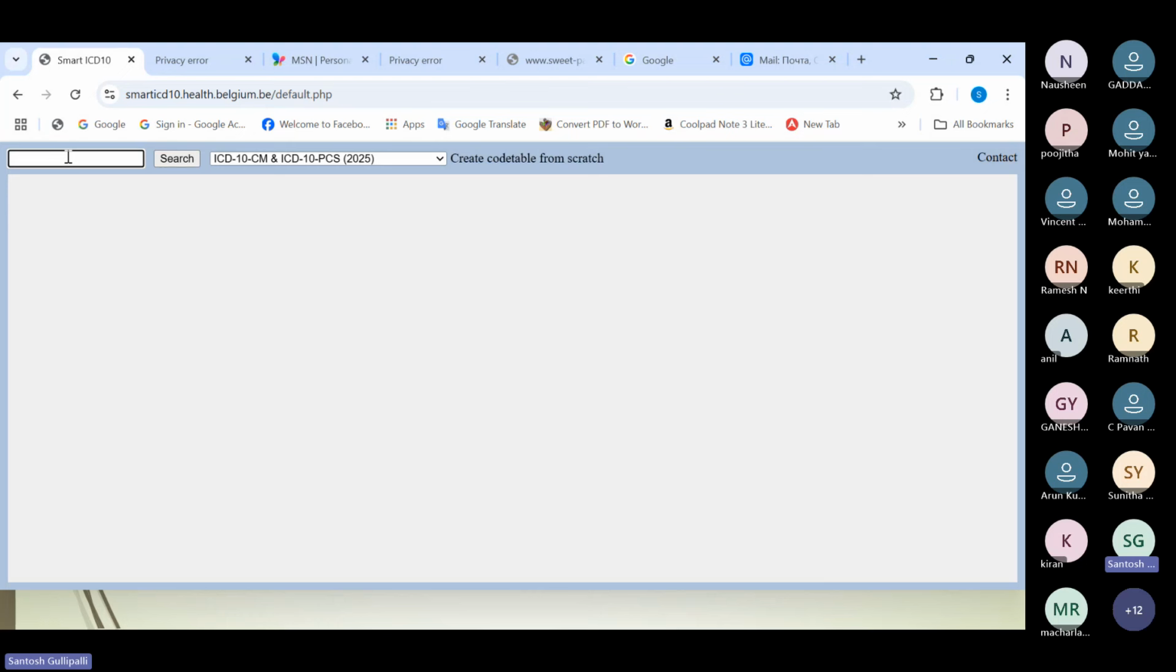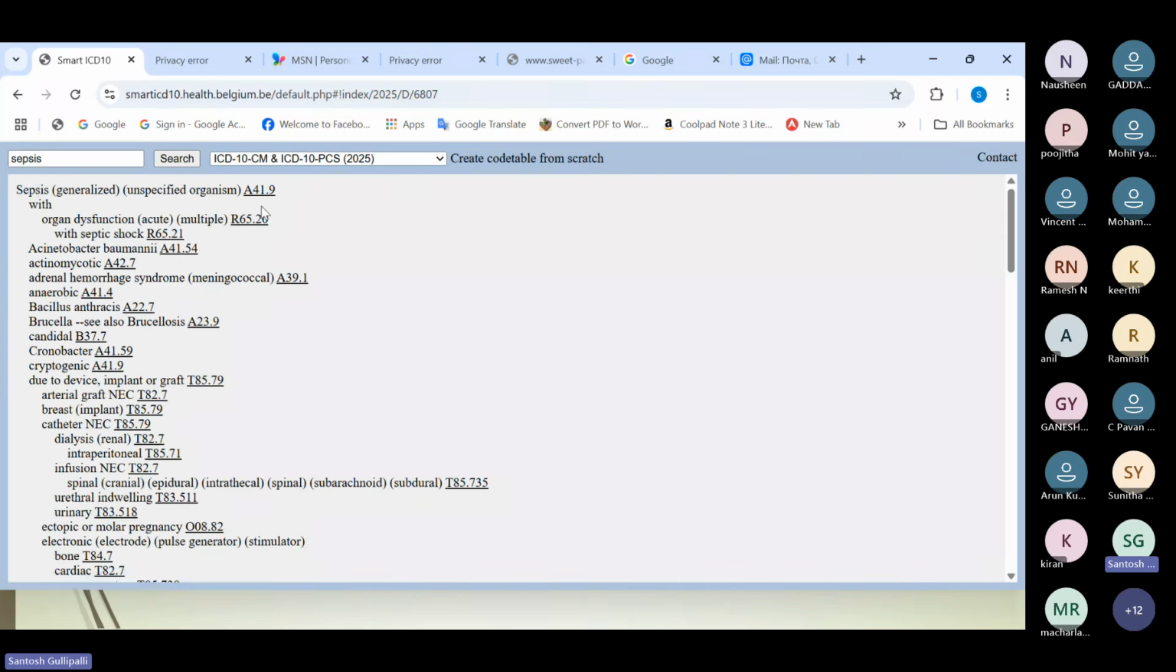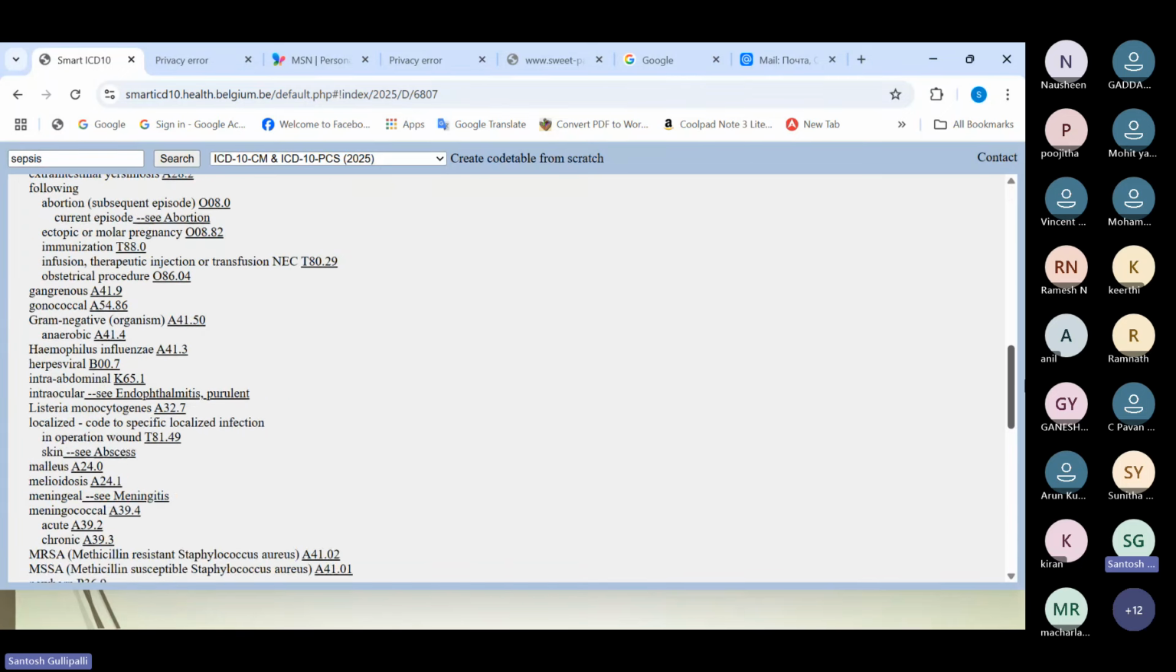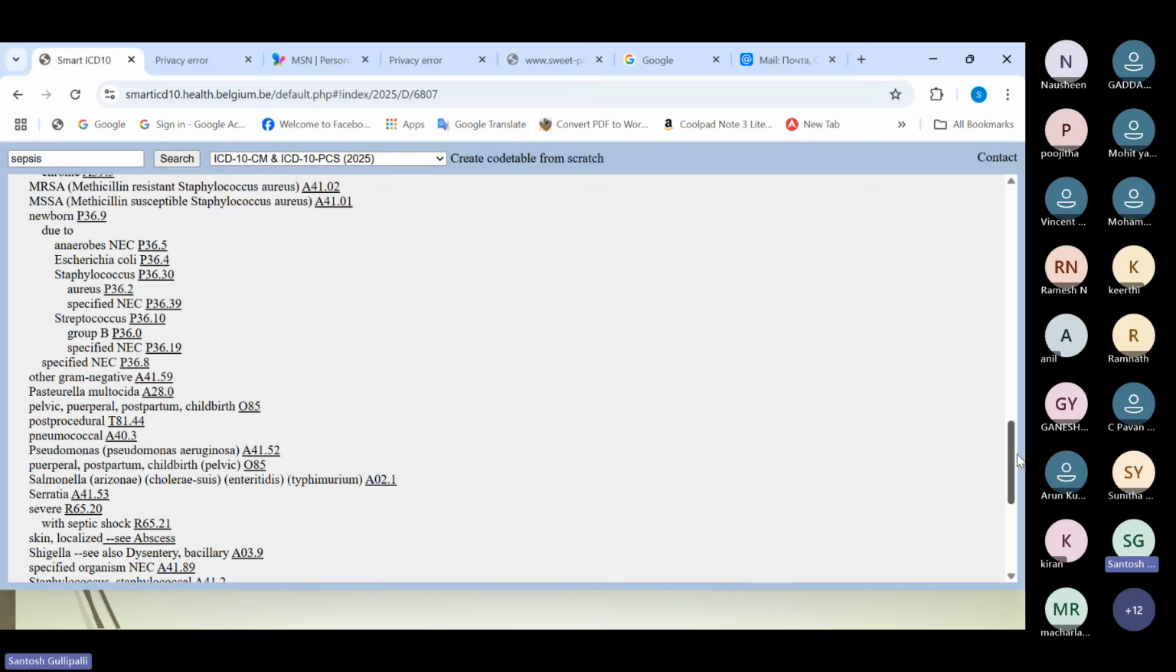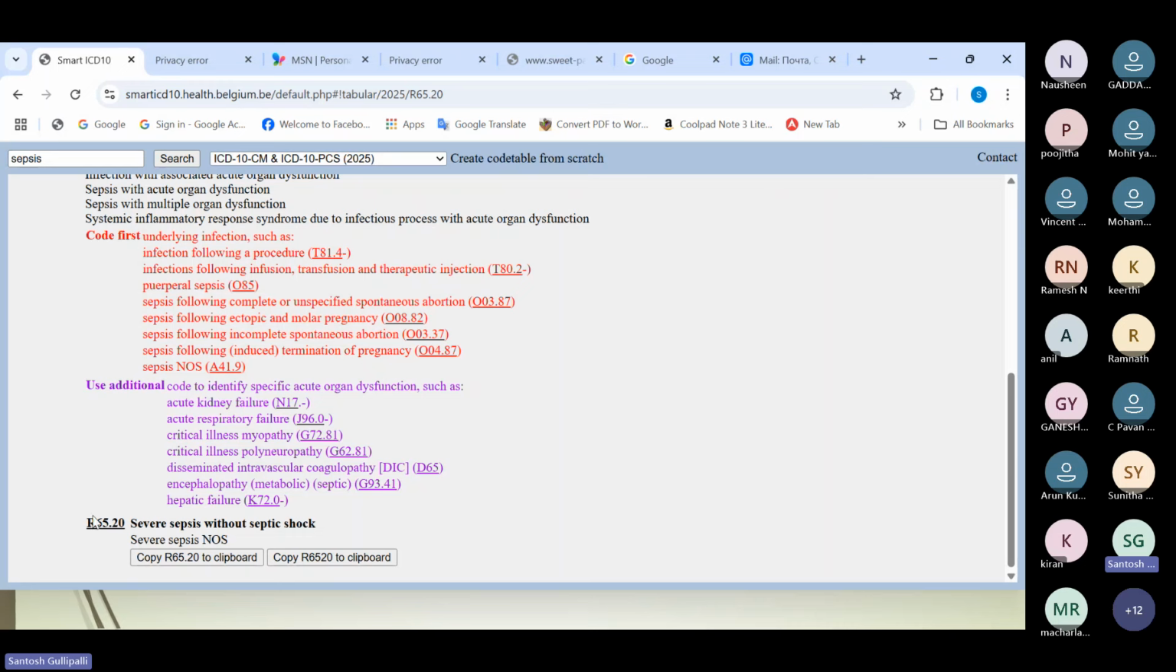So for severe sepsis, sepsis is the main term. In sepsis, severe is the subterm. So go to severe. In sepsis, severe, the code is R65.20.